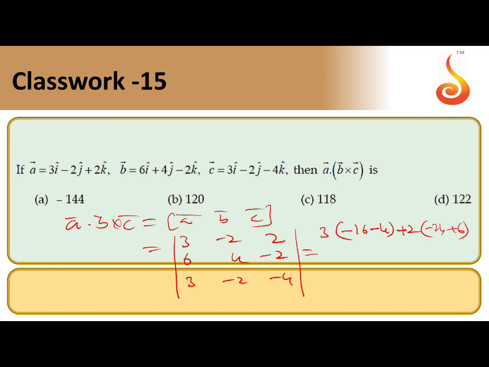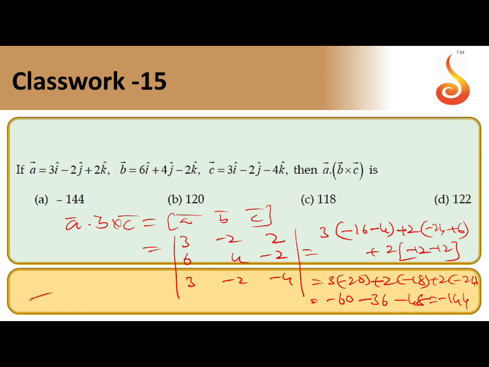plus 6, plus 2 into minus 12 minus 12. I hope this is clear. You can simplify this one. So 3 into minus 20, 2 into minus 18, plus 2 into minus 24. So minus 60, minus 36. This is 24, so minus 48. So it gives minus 144, adding all the things. So minus 144 is the answer. Minus 144. So which option is matching? Option A is matching. Clear this one?